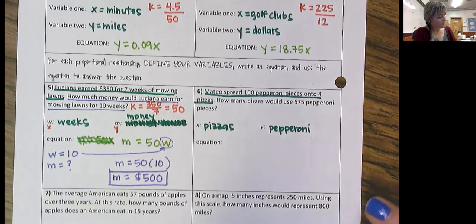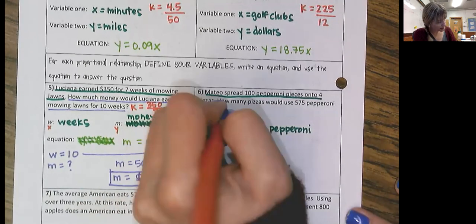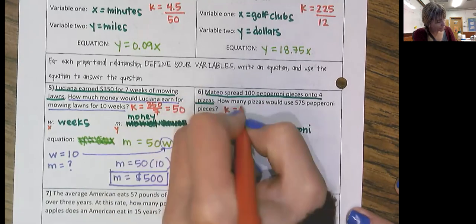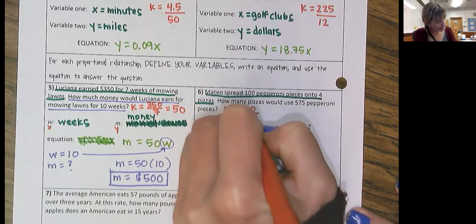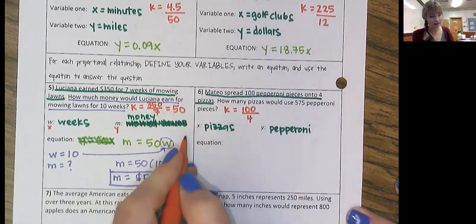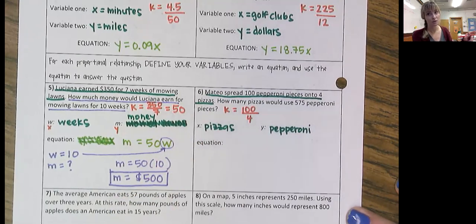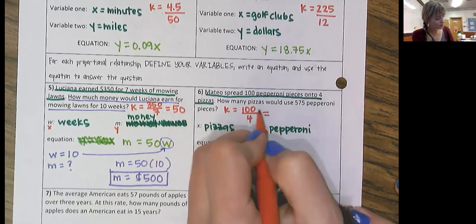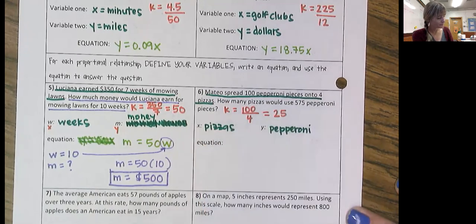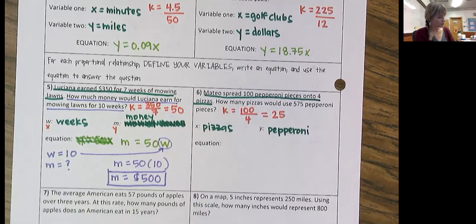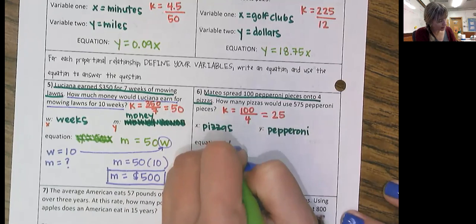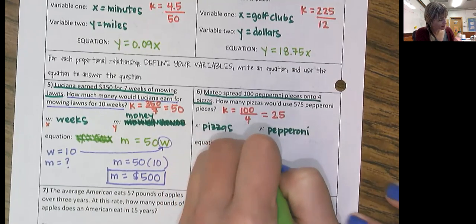Okay, so before I worry about anything else, I'm going to calculate K. Pepperoni over pizzas, Y over X. Once you define your variables, make sure your K follows that. 100 divided by 4 is 25. So my equation is Y equals 25X.